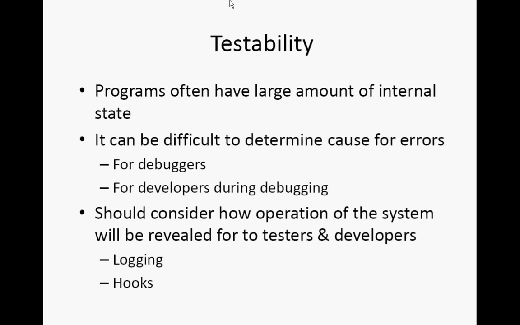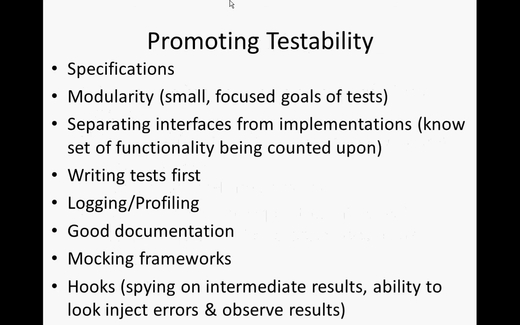And when there's a problem with it, this is really brought to the fore, because it can be difficult to determine the cause of the errors, for developers while they're testing their code initially. And generally speaking, when we build the system, we want to think about how to design it so that it can be easily tested and easily debugged. And we're going to be talking about these issues of logging and hooks as two examples of ways of facilitating that.